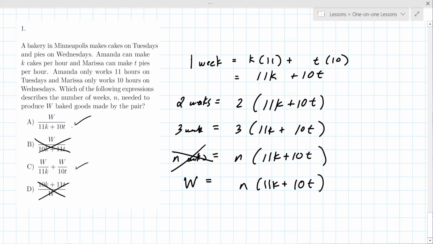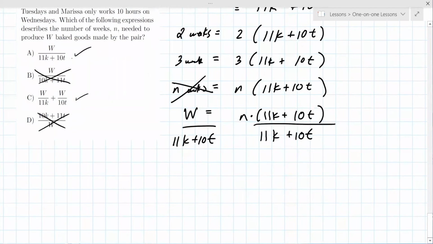So how do you solve this for W? What's the math operation here? I'm sorry, for n. I misspoke. How do you solve for n here? What is the math operation? Multiply. Divide. Divide both sides by 11K plus 10T to get n. Yeah, right. So my experience, based on looking at these practice materials, is you will always get a question where the answer is an expression like this. Seems to be a common approach.